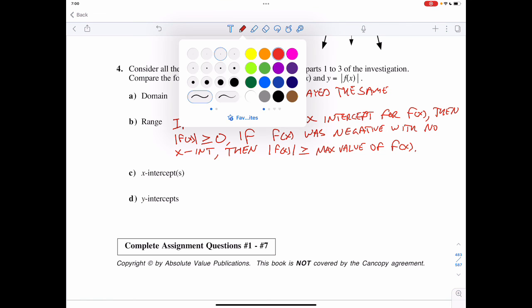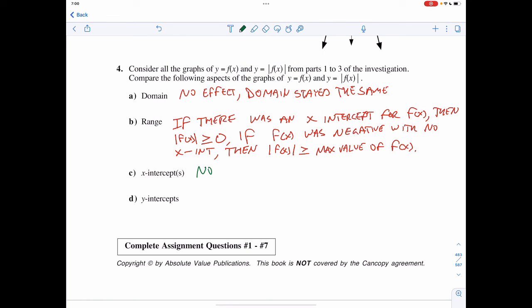How does it affect the x-intercepts? No effect. X-intercepts stay the same.